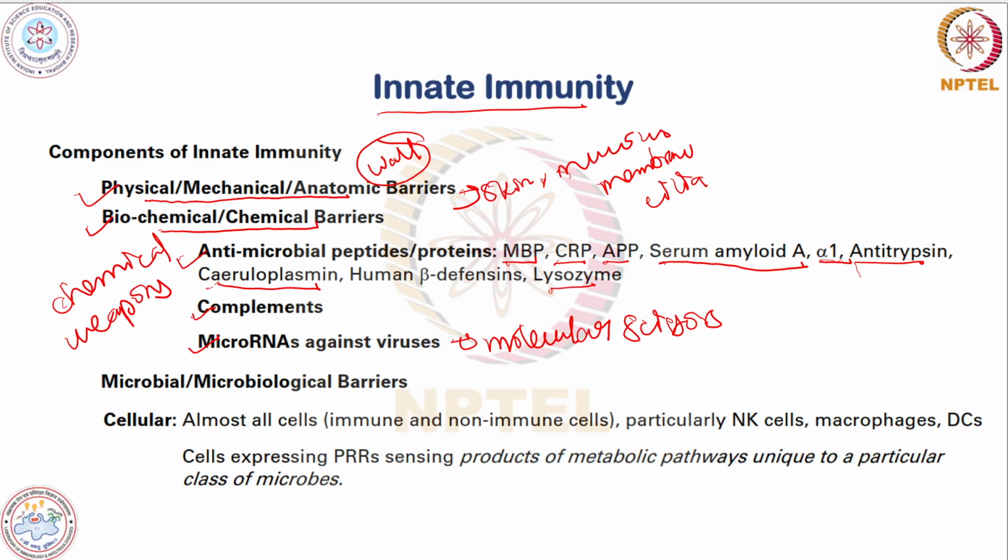So the next one, the third one, is microbial or microbiological barriers. What are these? You might have heard about the good bacteria of our body. So these are that only. The microbial or microbiological barriers are the friendly bacteria or the good microbes that live in our body, in our gut, skin, mouth. Like we can find some gut bacteria, skin microbiota.